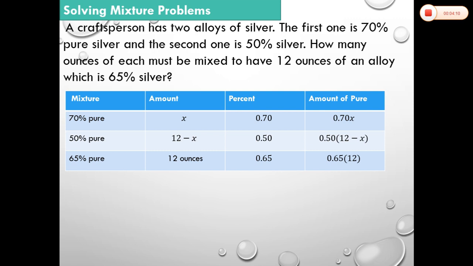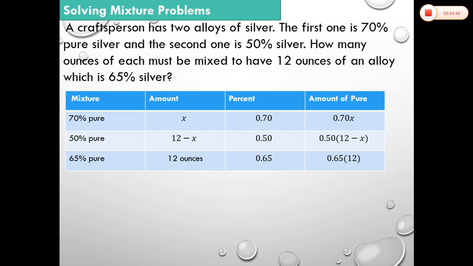Okay, for the table, we have the mixture, amount, percent, and the amount of pure. For the 70% pure mixture, we denote it with an amount x. And for the 50% pure, we denote it with 12 minus x. Alright? And then the total amount of pure for each solution is obtained by multiplying the amount with its percentage.